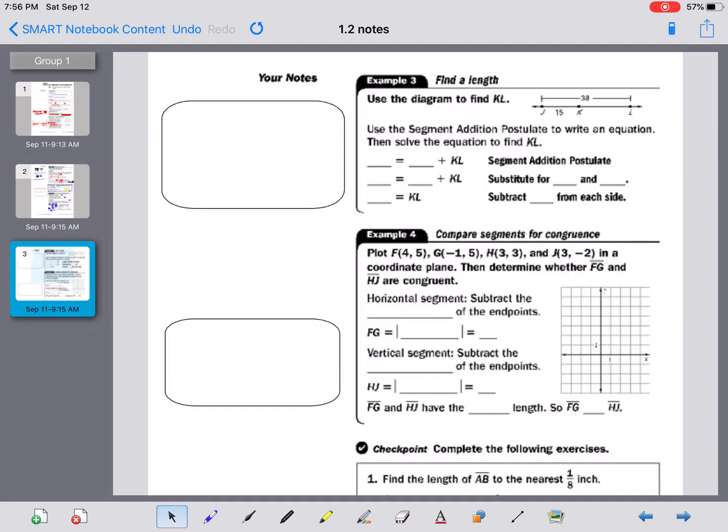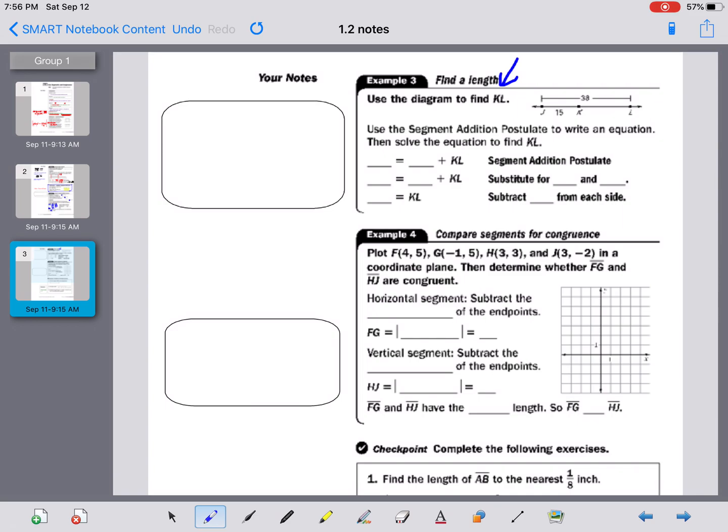All right, this one is slightly different. When you look at the top one here, it says use the diagram to find KL. I just want to point out, do you notice this KL here doesn't have a line above it? That means it wants me to find the length. It wants me to find the number that goes to KL.